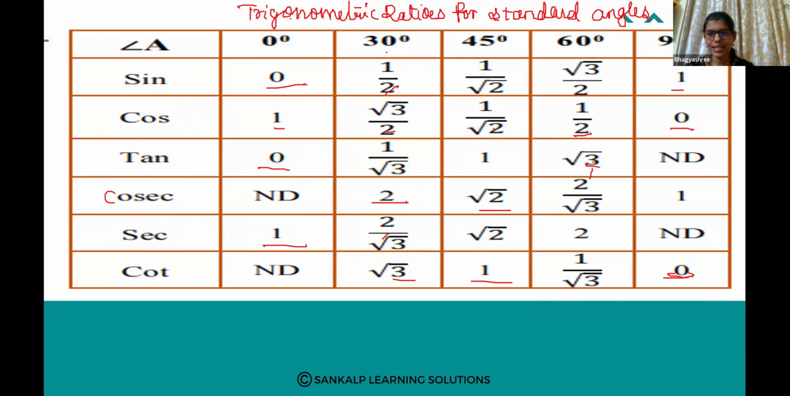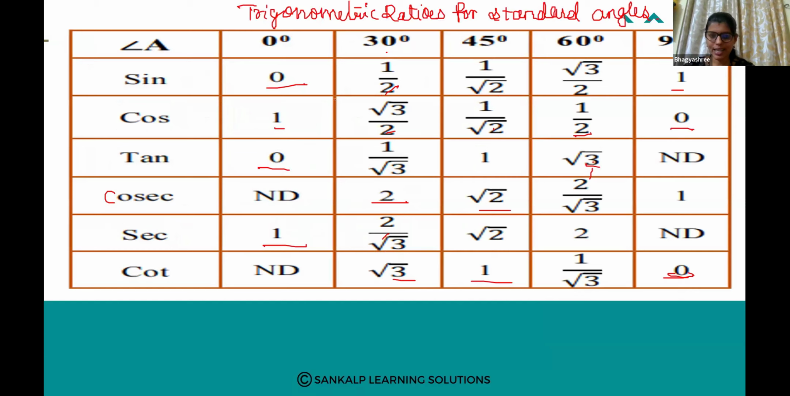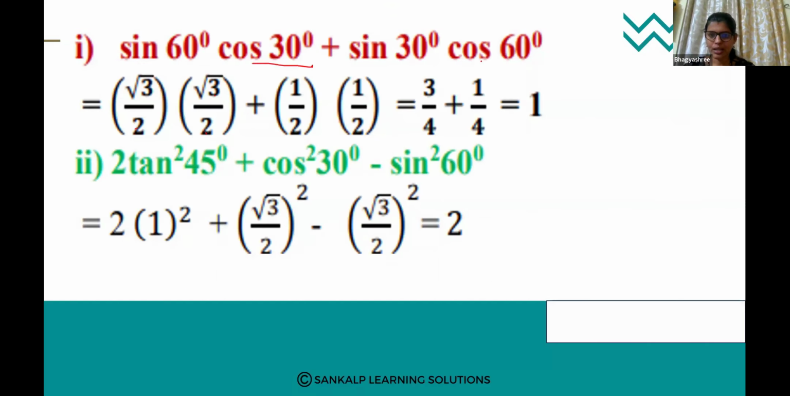See here, sin 60 degree is root 3 by 2. Cos 30 degree is root 3 by 2. Sin 30 degree is 1 by 2. Cos 60 degree is 1 by 2.